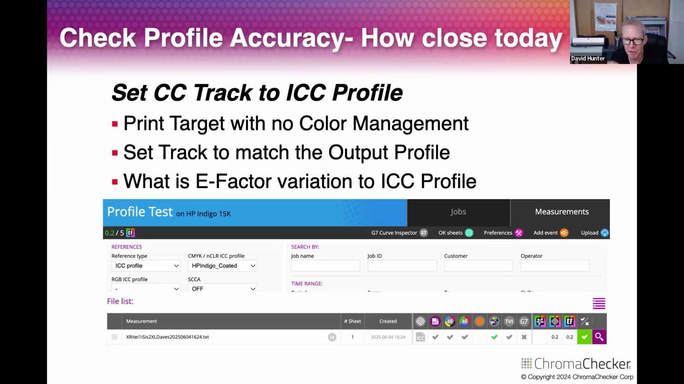And here we see I have a 0.2, which is what I would expect with a good profile. I'm expecting a low E factor. And you see I'm using SCCA off because I don't want any adaptation due to the paper white. I want to see if the paper white that I'm printing today is aligned with the profile that I built on that paper white. And here I'm at 0.2. I'm good to go. I know my printer is accurate to the profile.